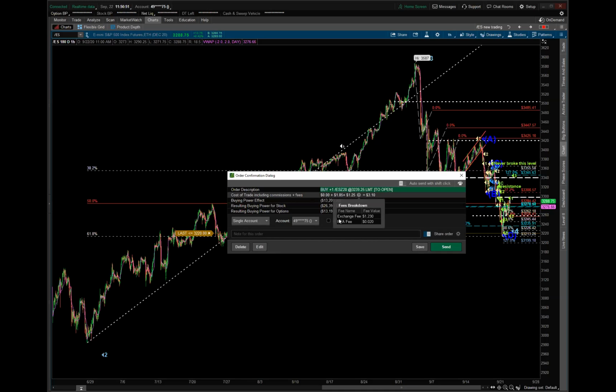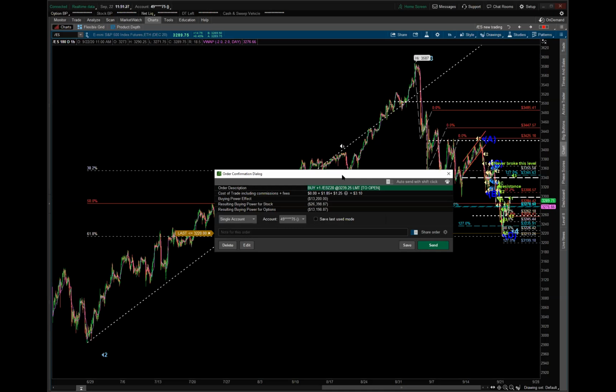You can see here the exchange fee, right? It's $1.23, and the NFA fee, 2 cents. Then that's the $3.10 to take this trade. Once again, this is with Thinkorswim. If we're using Tradeobey, the other platform I will be showing you guys, the requirement is only $500 to take an ES. And on the cost of commission, it's only 30 cents to take a trade.